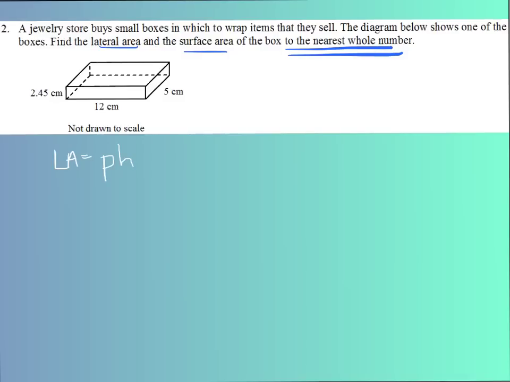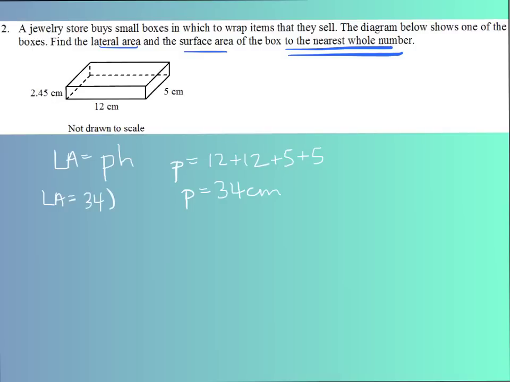My formula for lateral area of a rectangular prism is perimeter times height. Looking at my base, my base is these two rectangles here. Those are my bases. So my perimeter is going to be 12 plus 12 plus 5 plus 5, which gives us a total perimeter of 34 centimeters. Now my height is defined as the distance between my bases. So the distance between my two bases is right here. It's 2.45 centimeters.